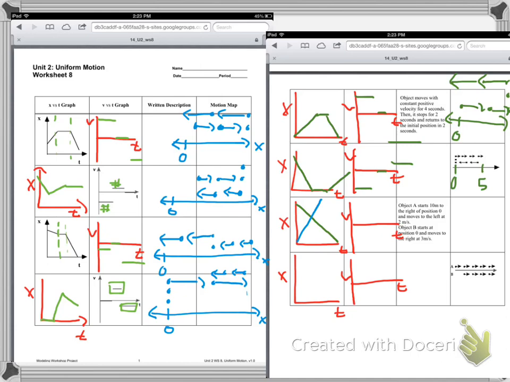The 3 meter per second will be a steeper line than the 2 meter per second. And the reason that one is positive is because it's moving to the right. Whenever we draw our number line, objects moving to the right have positive velocity, objects moving to the left have negative velocity. So I'll draw my motion maps here, and then I'll give that axis a different color for simplicity.